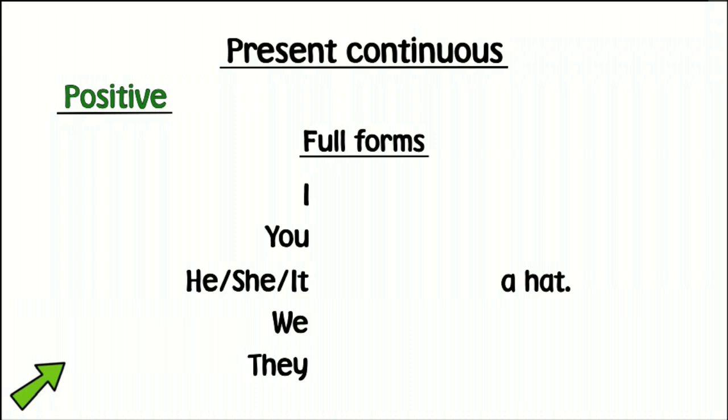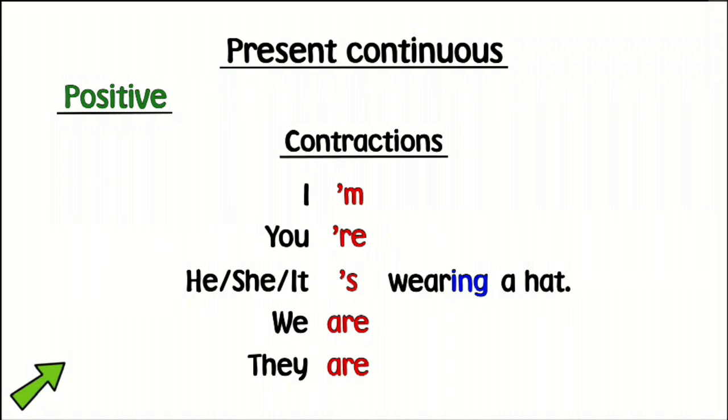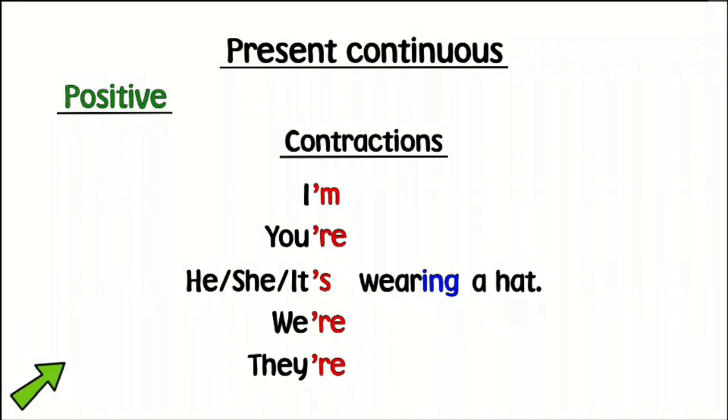We form the present continuous positive like this. The present continuous positive has full forms and contractions of the verb be. We usually use contractions in conversations.